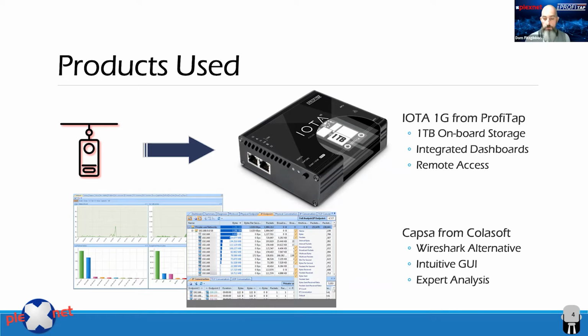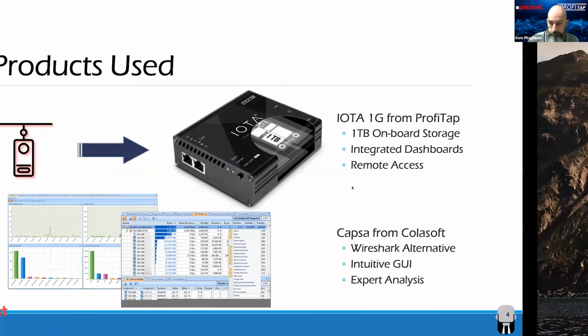And then we're going to do some packet analysis using Capsa from Colasoft. This is really a bit of a Wireshark on steroids. It does a lot more than just giving packets. It gives you some TCP connectivity. It looks at problems and some diagnosis, so it gives you a bit of expert analysis. Both of these fall under the line of cost effective, and we'll talk about that a little bit later. So I'm going to switch over now.